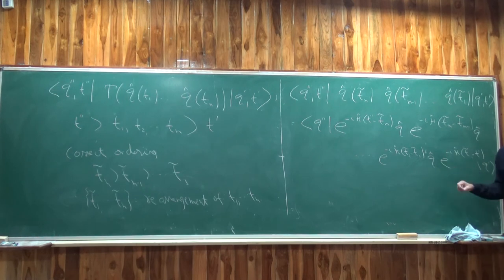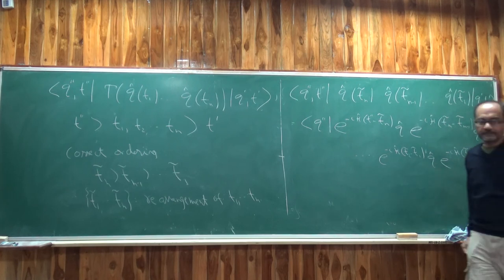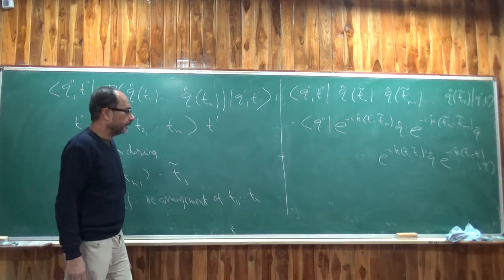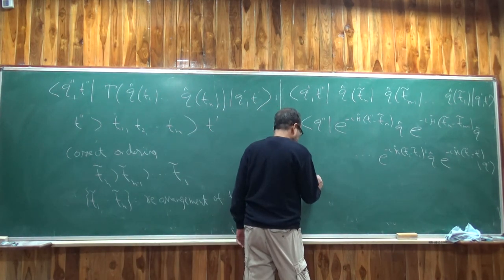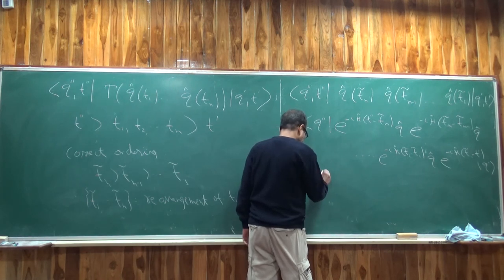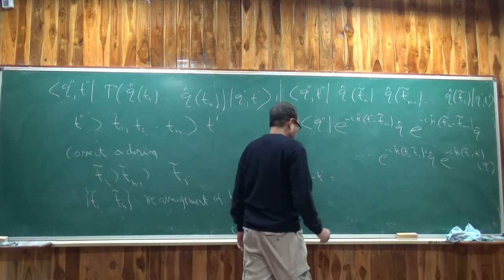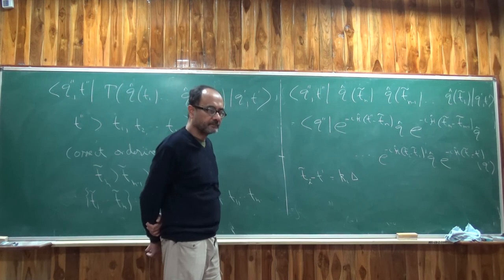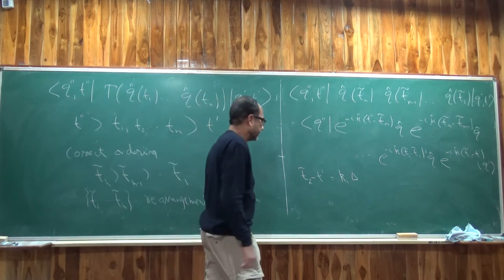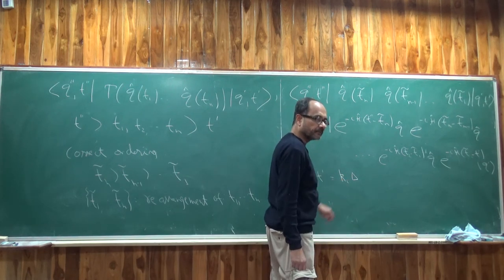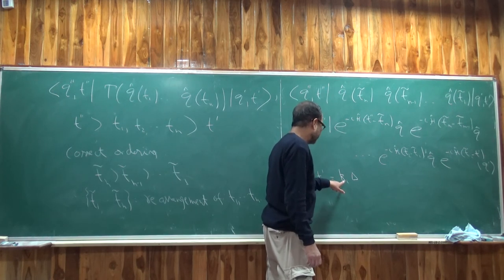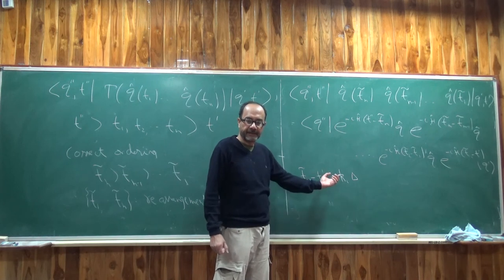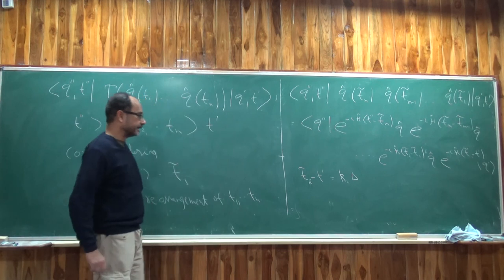You want to write a path integral expression for this, taking into account the effect of these q hats. Is this okay? So let's suppose that t tilde I minus t prime is k_i delta, because k_i is by definition t tilde I minus t prime divided by delta. I assume that the k_i are all integers. You can see by taking delta to be sufficiently small, you can always make sure that t tilde I minus t prime is an integral multiple of delta. Let's assume that we have done that, so all the k_i are integers.